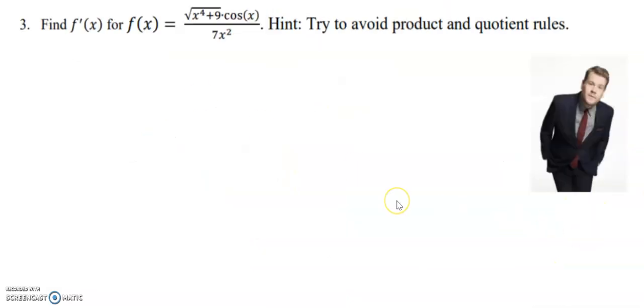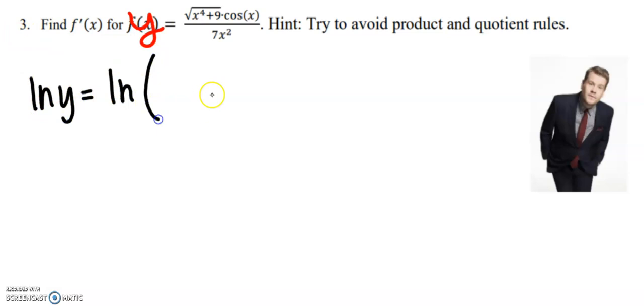All right, next thing, getting back into some calculus with James Corden. So find f prime for f equals this mess. We've got chain rules, product rules, quotient rules all in there. And it says, hint, try to avoid the product and quotient rules. Well, how can we avoid a giant mess? I'm going to call this y. I can avoid a giant mess by introducing logarithms. So this will be the natural log of y equals the natural log of this whole mess.